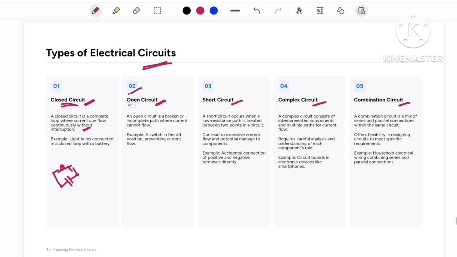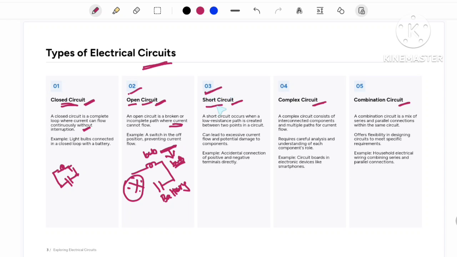So move on, second one, open circuit. What is an open circuit? An open circuit is a broken or incomplete path where current cannot flow. Now we have connected a bulb here and a battery here. Can the current flow? No, this is wrong, right? So this is called an open circuit. For example, a switch in the off position preventing current flow, right? In our home, when you switch off the switch, the bulb cannot glow, right? Because there is no current flow, right?